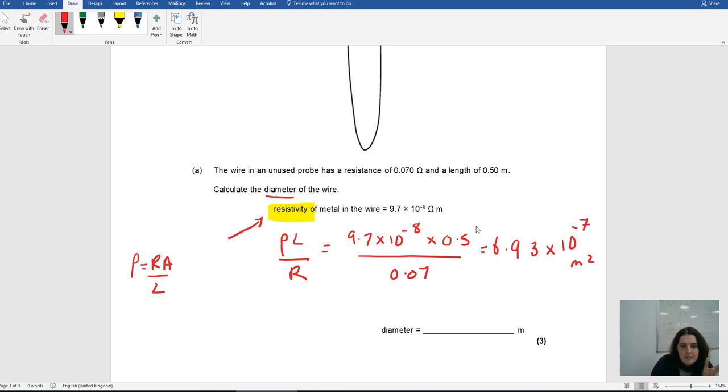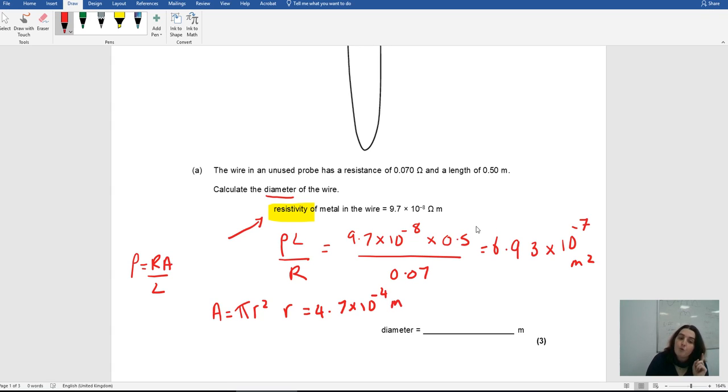So, of course, my area, because it's talking about a wire, unless it says otherwise, you normally assume a wire is circular. So that's pi r squared. So I can work out my radius. Divide that by pi, and then square root my answer. My radius is 4.7 times 10 to the minus 4 meters.